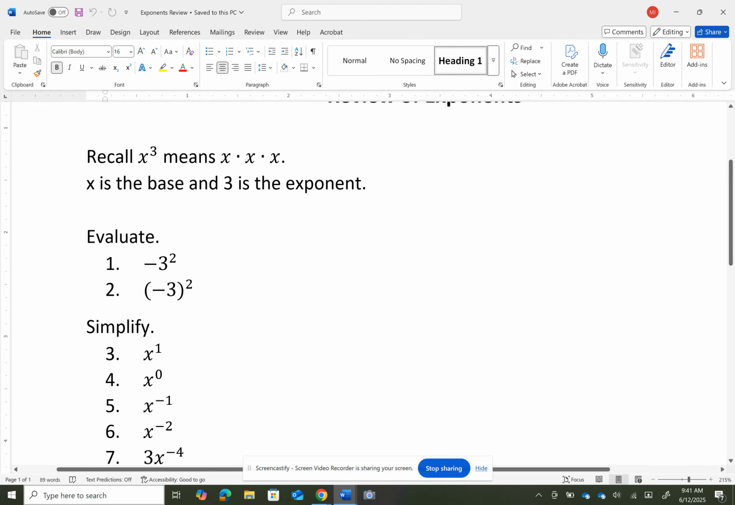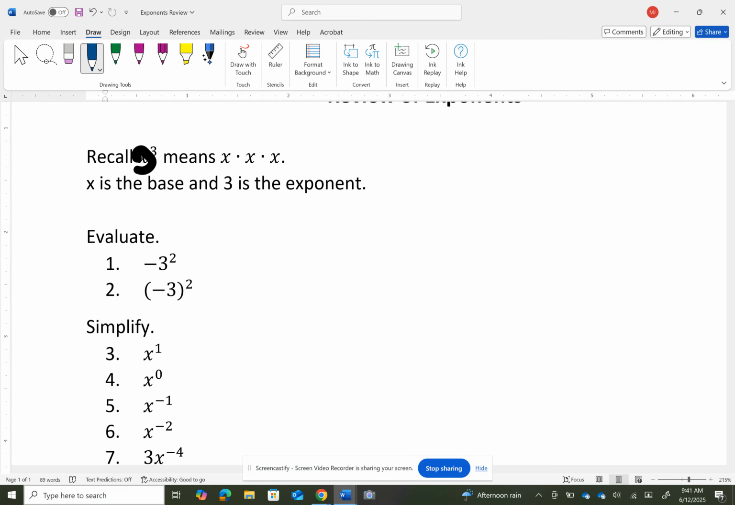First off, you should know that with something raised to the third power, the x is the base here. Ooh, why is it so big? Let me go back. So the x is the base and the 3 is the exponent. The 3 tells us that we should multiply x times itself 3 times. The base times itself 3 times.